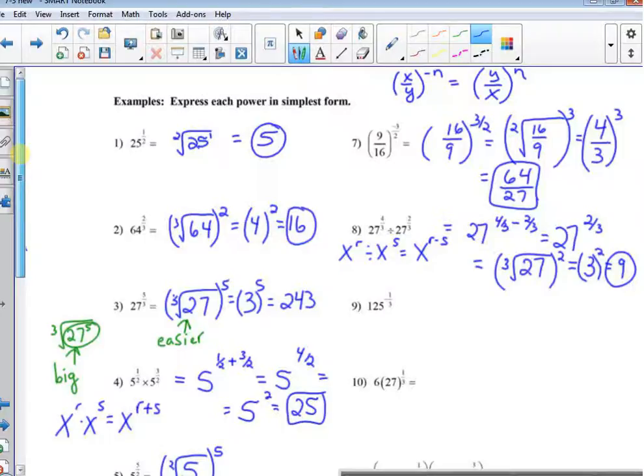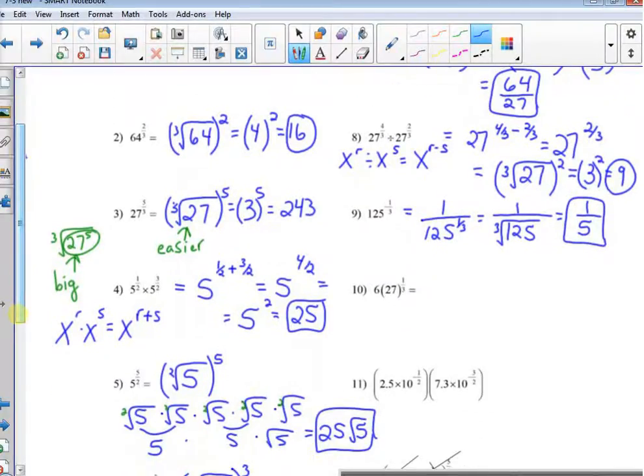Number 9, 125 to the negative 1/3. Remember, with our negative exponents, it's 1 over 125 to the positive 1/3. And then that becomes 1 over the cubed root of 125 to the first, which is just the cubed root of 125, which is 1 over 5.